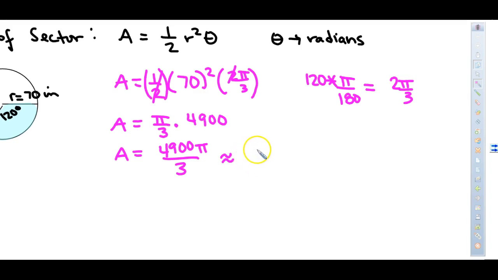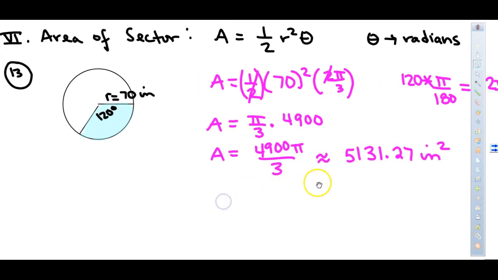Otherwise, you can use your calculator and it will tell you that it's 5,131.27 squared inches in this case. So that is how you find the area of a sector.